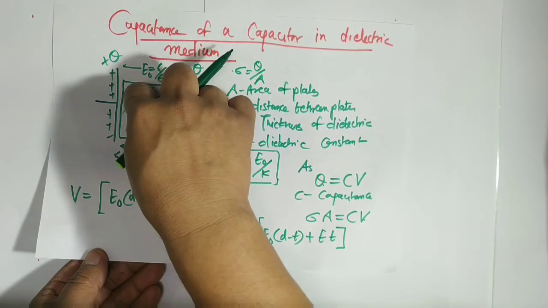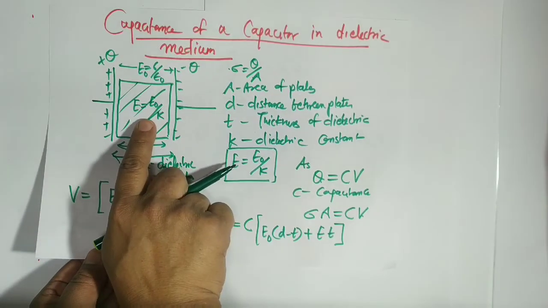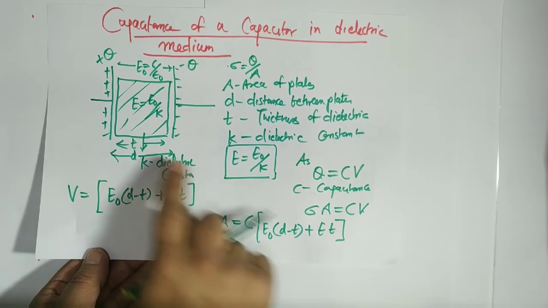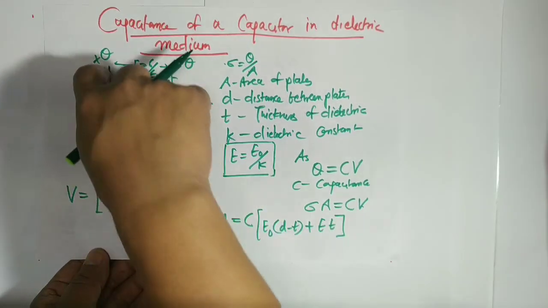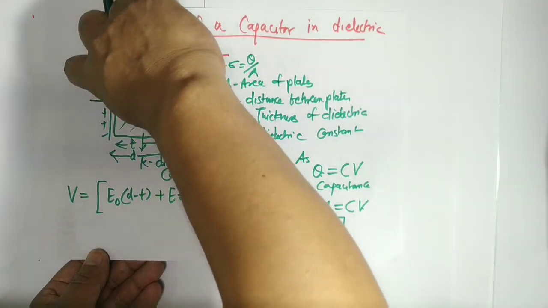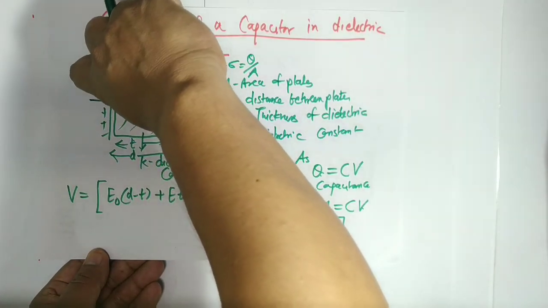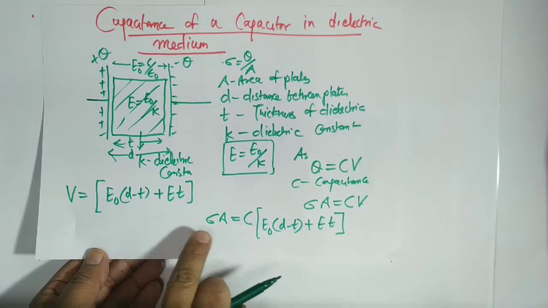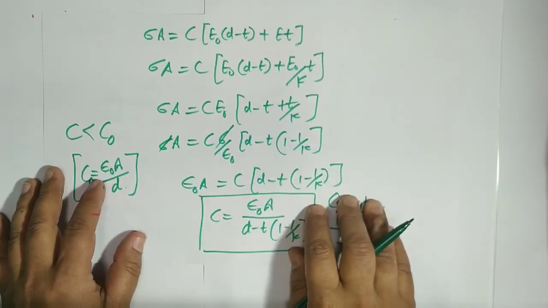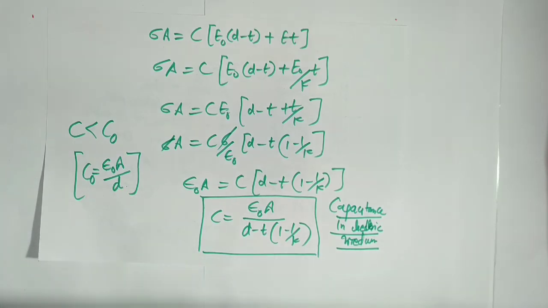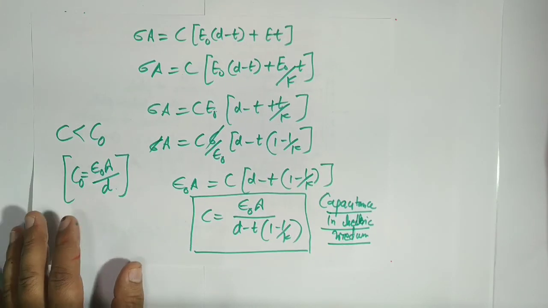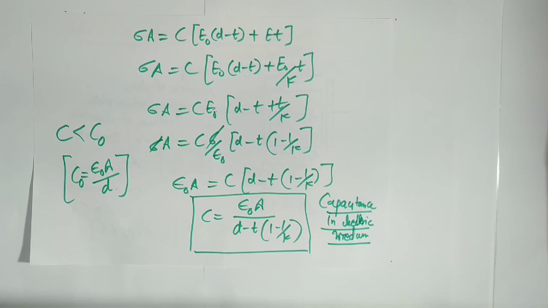This is how you get the capacitance. Again, I am repeating: you have taken a dielectric. In the dielectric, we now know what the electric field is. Then Q is CV, Q is sigma A, CV. The main thing is the potential difference. Here there are two parts: one is in the medium and one is between the plates. So this will be written this way. Then we replace E naught and E, and finally we get the capacitance. In the next video we are going to discuss the conducting medium and numericals related to this.